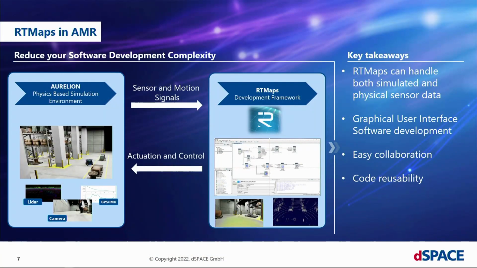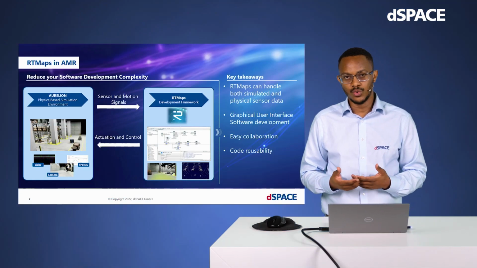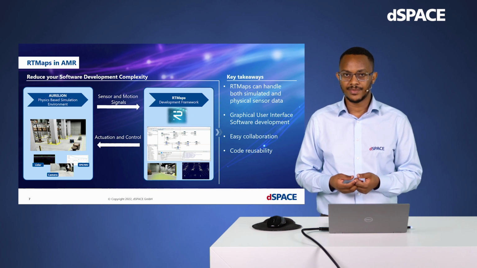First, let's have a look at the architecture of this demo. DSpace Aurelion provides the simulated sensor data and motion data, and this data is fed into RT-Maps for pre-processing. The computed free space is then fed back into the simulated AMR to control its driving functionalities. Let us have a look at the demo inside RT-Maps.